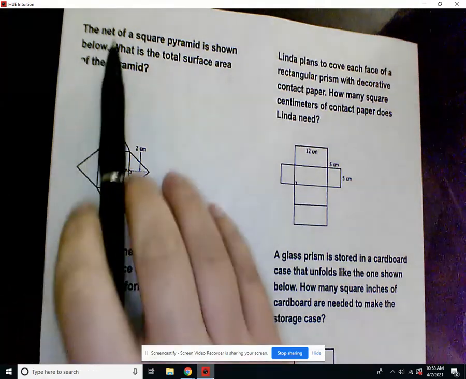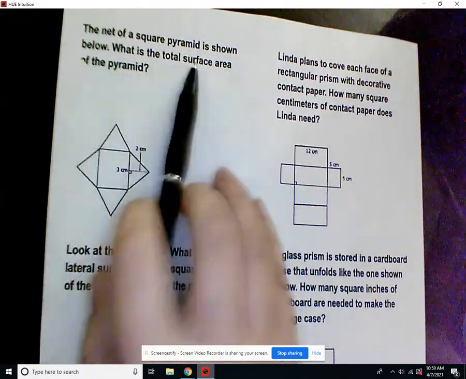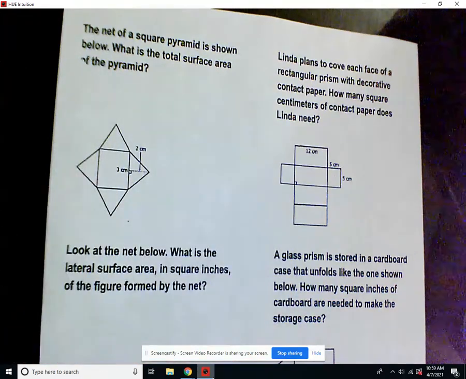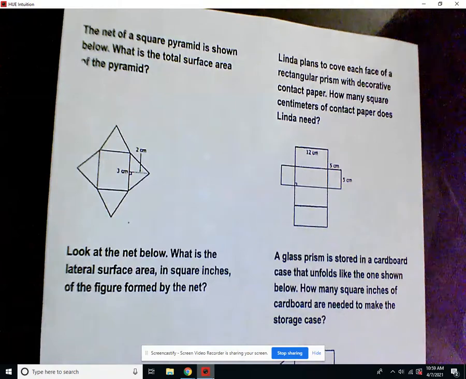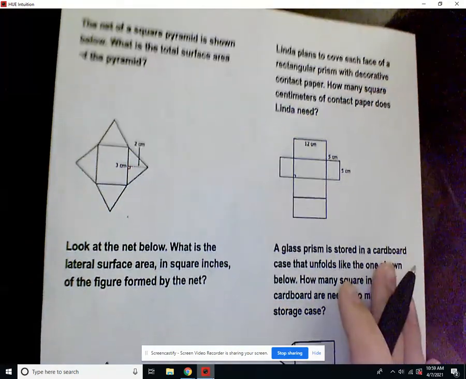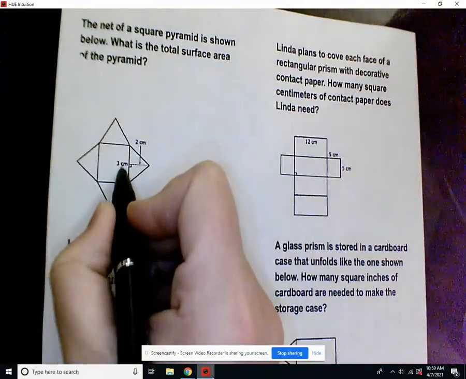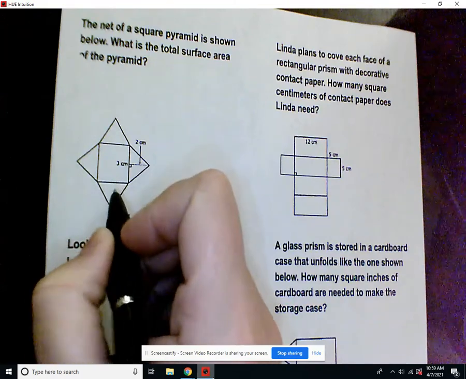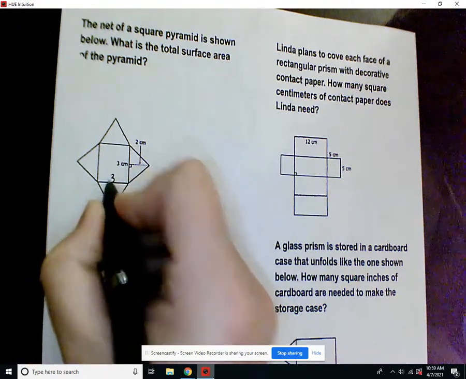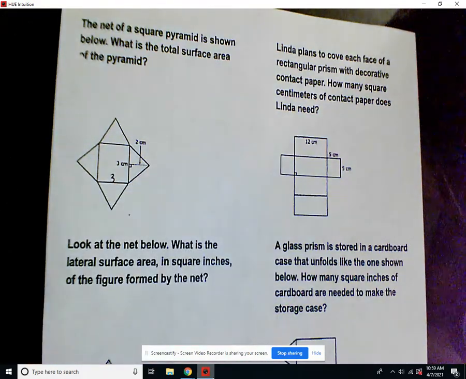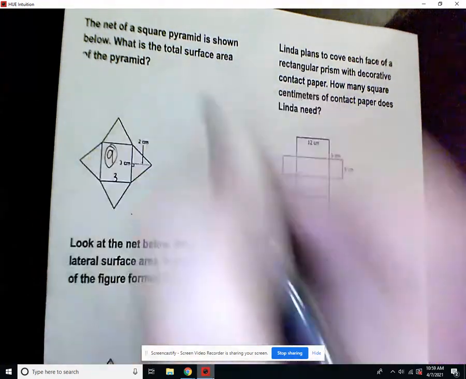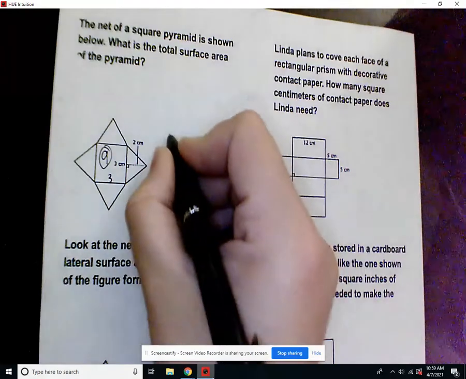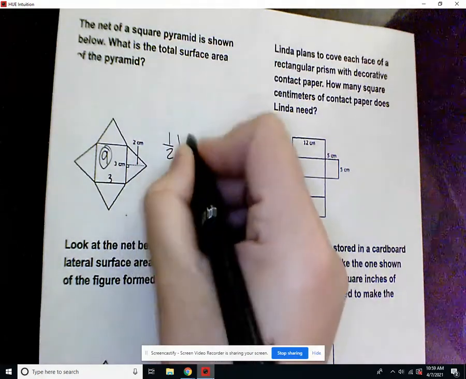So it says the net of a square pyramid is shown below. What is the total surface area of the prism? So remember, total surface area is the area of all the shapes added together. So what we've been doing. They gave us one number, so that means they're telling us it's a square. So the other side is 3, so that area is going to be 9. Then I have my triangle, which is our 1/2 BH.